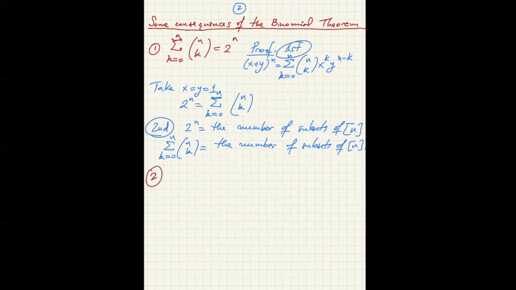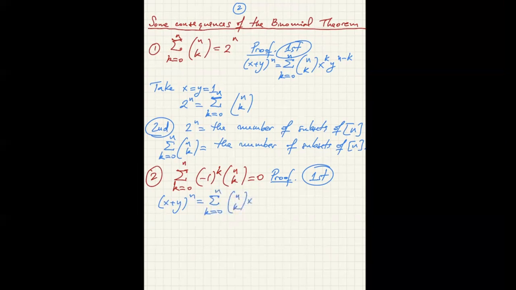There's something similar where we can prove that the summation from k equals 0 to n of minus 1 to the k times n choose k equals 0. Now, you've seen one example of plugging things into the binomial formula. So, proof. Again, we'll do two proofs. The first proof: you start with the binomial formula, x plus y to the n equals the summation from k equals 0 to n of n choose k, x to the k, y to the n minus k. And now you can take x equals minus 1 and y equals 1.